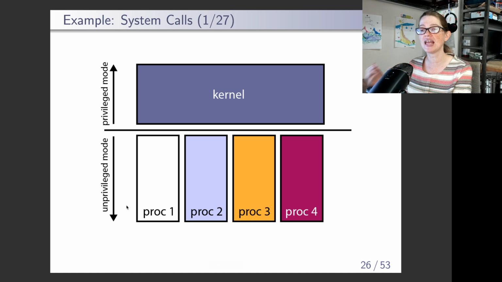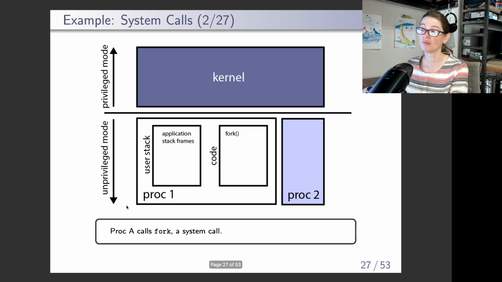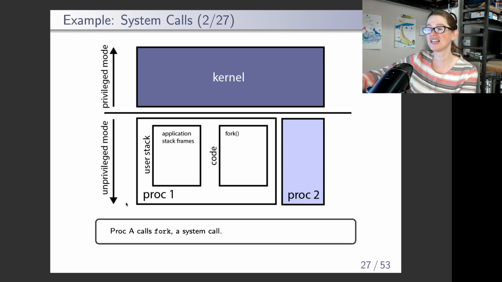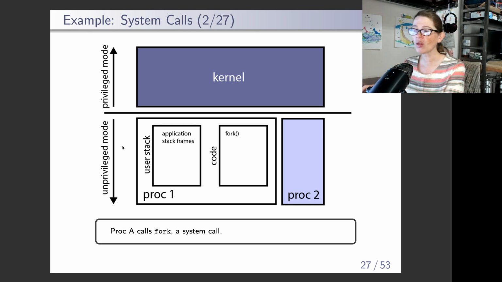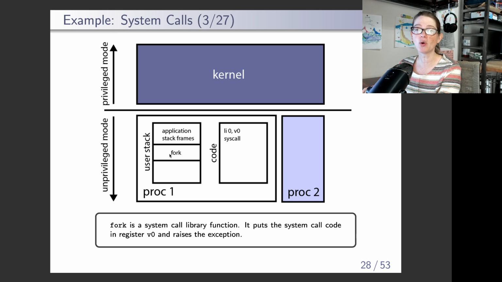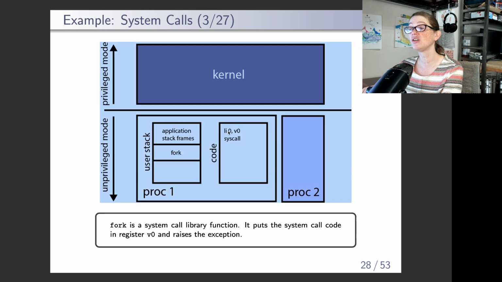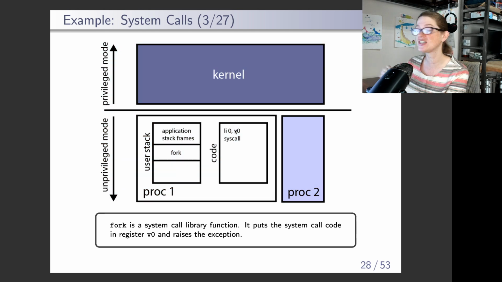Now I would like to do this example of showing you what's going to happen on the stack when you have multiple processes and system calls and exceptions. So we have two processes, and process 1 is currently running, and its user program calls fork. So fork is, of course, a system call library function, and then we're going to execute the body of fork, which is to load into register V0 the system call code for fork.